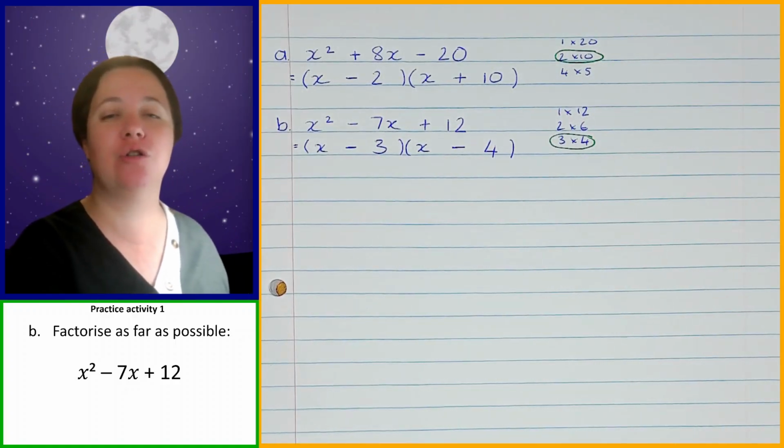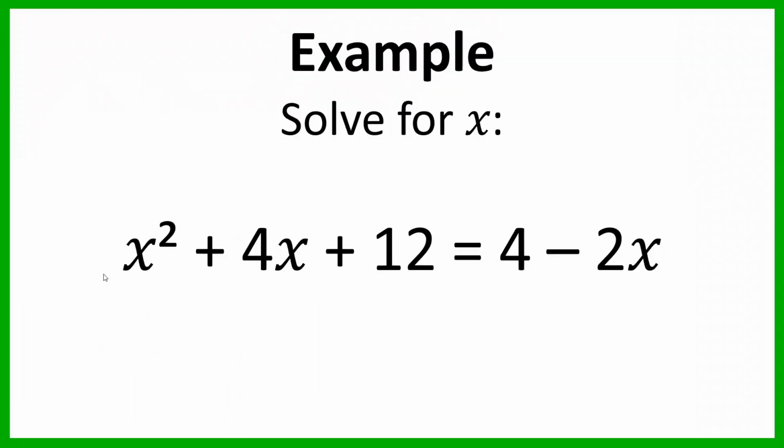Okay, so now let's go on to a question where we're going to actually solve an equation involving a trinomial. Okay, so here's our question over here. We've got x squared plus 4x plus 12 equal to 4 minus 2x. Let's go and have a look at how we would solve this equation.